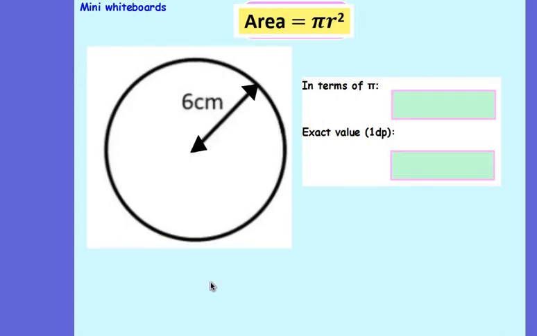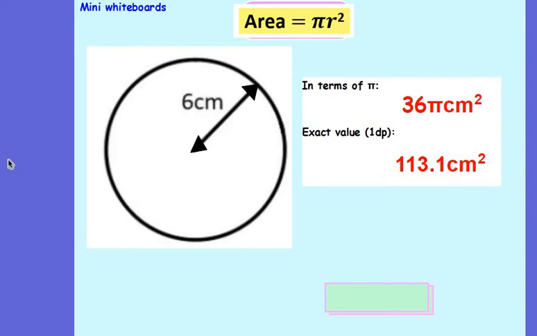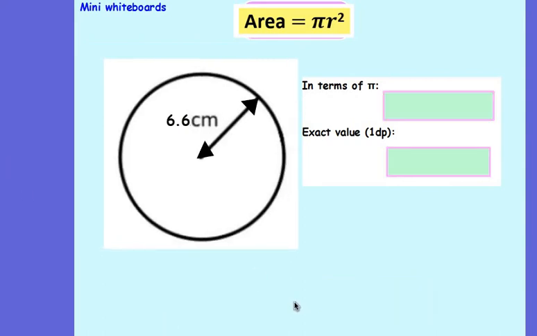Okay, Year 8, what's the area of this circle? Pause the video for a minute or two and work that out now. Okay, this time my radius is 6, so r squared is going to be 36. So in terms of pi, I'm looking at 36 pi centimetres squared, and as an exact value, that would give me 113.1.